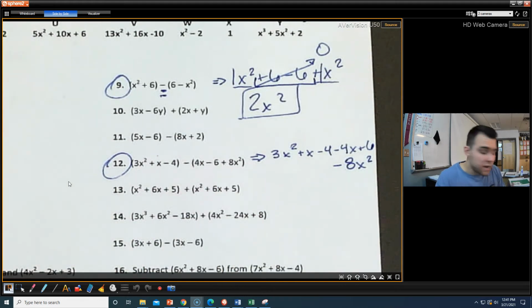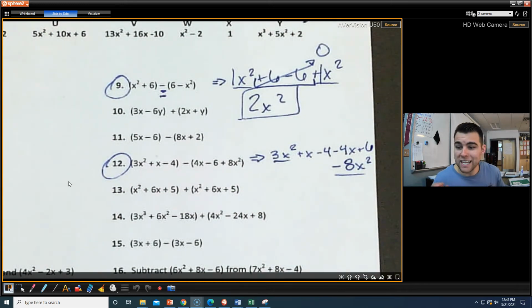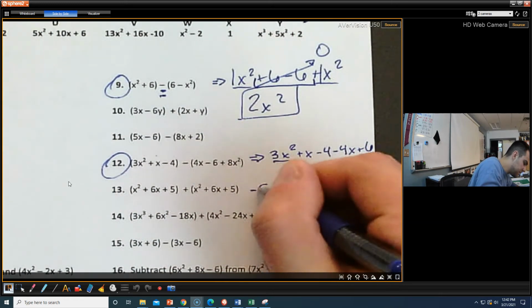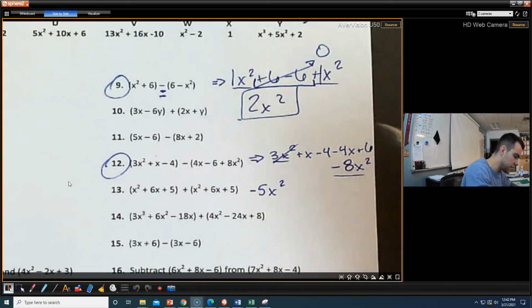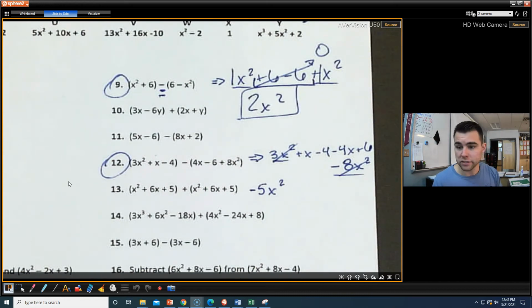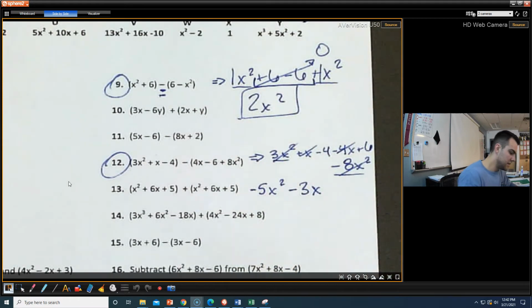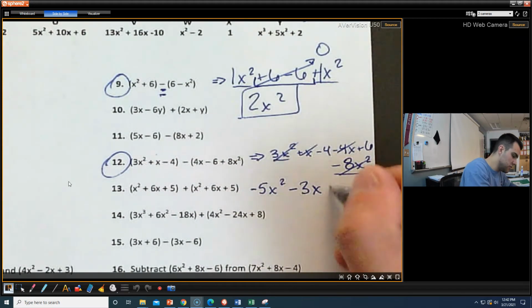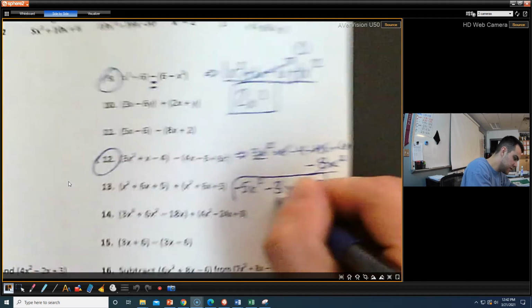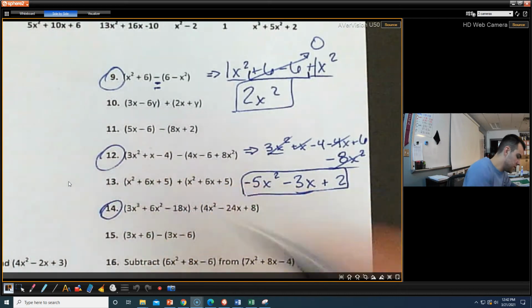But now let's go ahead, let's combine like terms. So I have 3x squared minus 8x squared. So it gives me negative 5x squared. All right, those guys are done. I have x minus 4x, so 1 minus 4 is negative 3, and then I need my x. And then negative 4 plus 6 is just plus 2, and that is my simplified polynomial for number 12 after subtracting. Okay, let's do one more. Let's do addition now. Okay, so number 14.